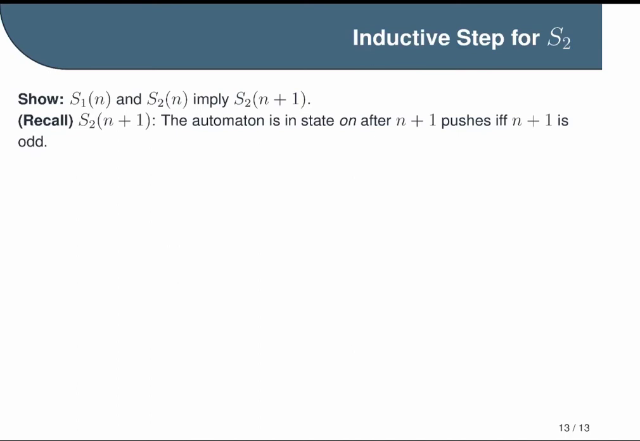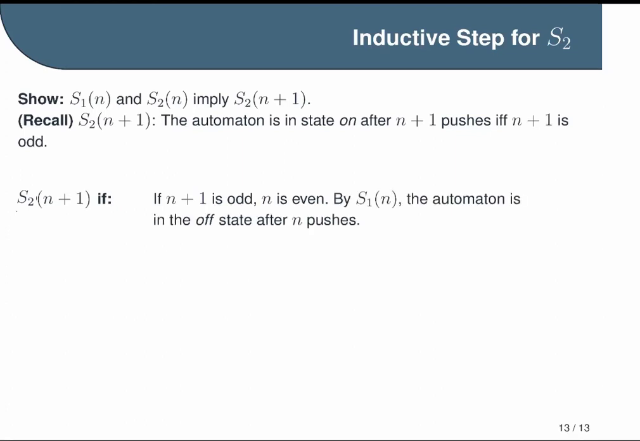What we want to show is that if the number n+1 is odd, then we are in the on state. So we begin with the assumption that the number n+1 is odd. And we can conclude from this, of course, that n is even. And now that we've gone back a step to n, we can use our inductive hypothesis and the statement s1 to conclude the automaton was in the off state after n pushes.